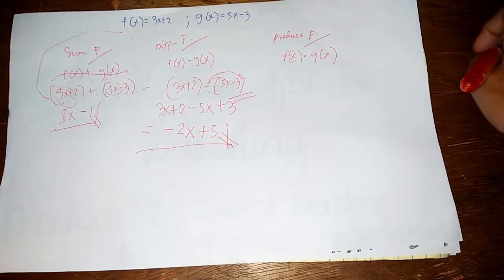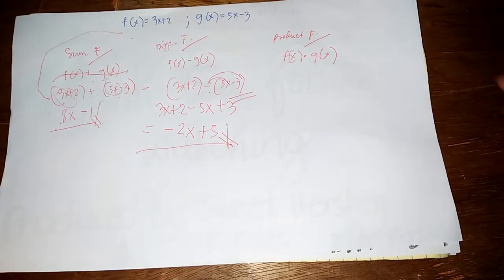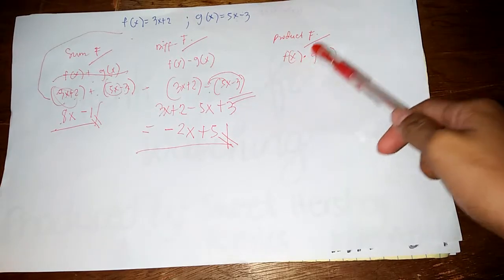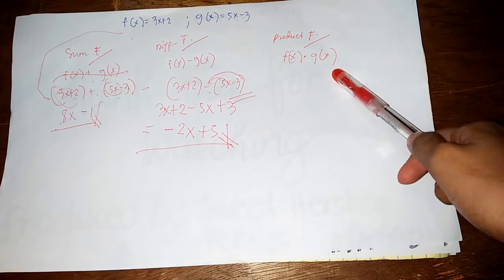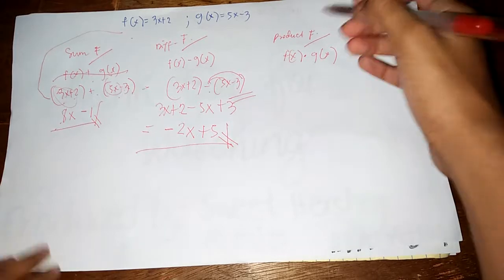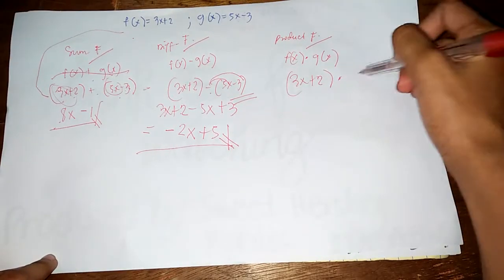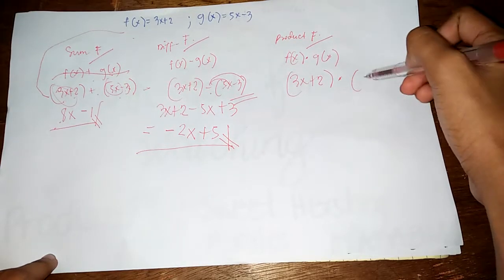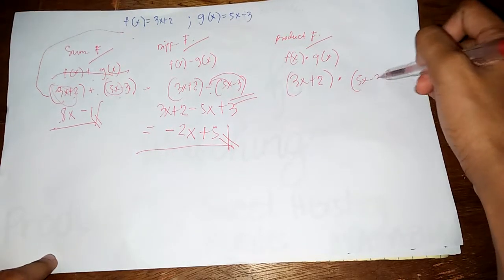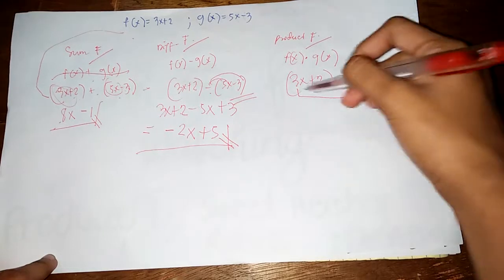The next one would be the product function. The product function has the formula of f of x multiplied by the g of x. It uses the FOIL method, so we have to substitute their values. 3x plus 2 multiplied by 5x minus 3. We have to use the FOIL method.